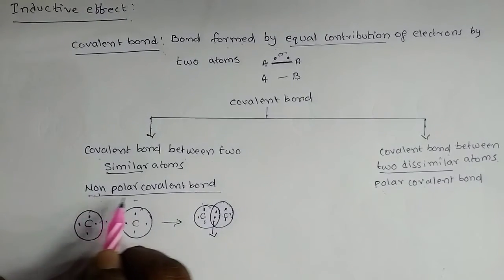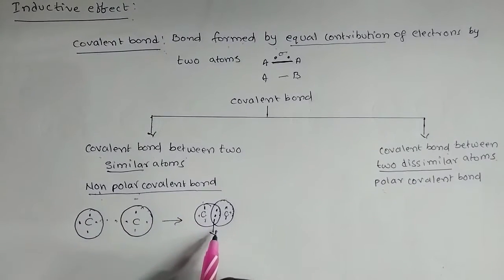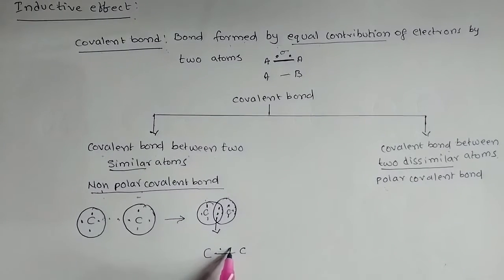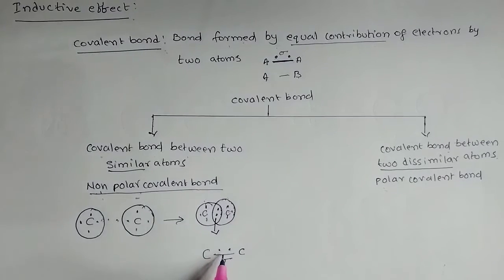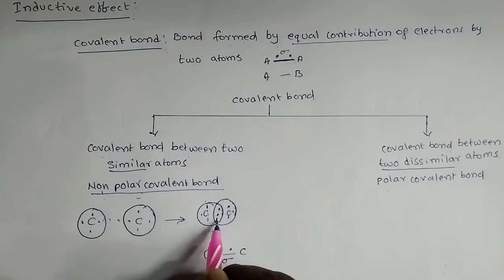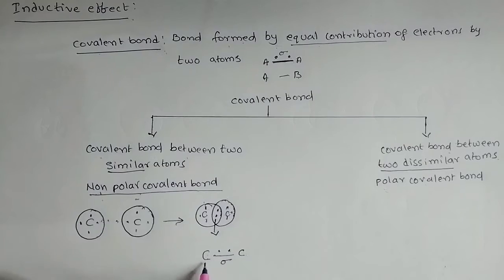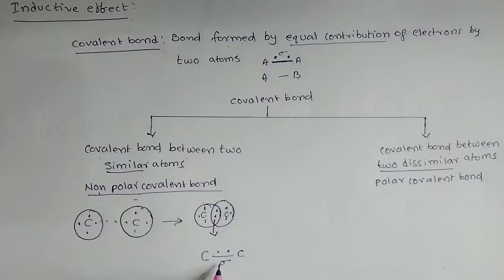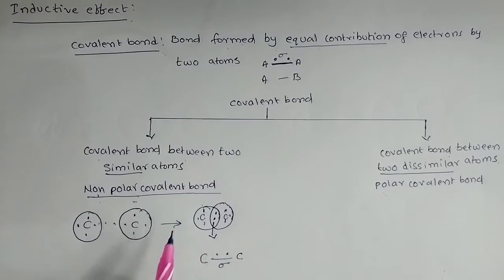So in a non-polar covalent bond, the electrons which are shared during the formation of the bond, there are two electrons shared during the formation of one sigma bond. These two electrons occupy the center between the two carbon nuclei. Not only carbon nuclei, it may be some different atoms also, but both should be similar atoms. Such kinds of bonds are called non-polar covalent bonds.